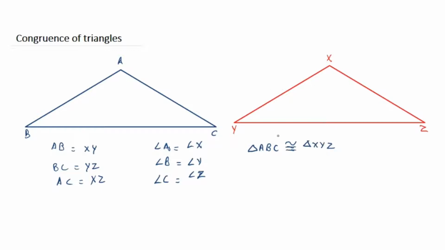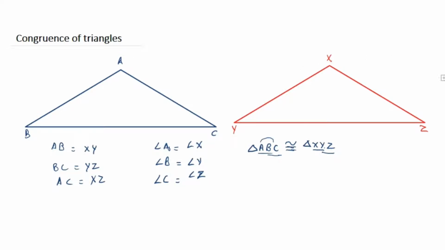Now here, it is very important to name the triangles right, so that whenever you see a corresponding side, so if you see AB and XY, we come to know from the naming of the triangle that AB is the corresponding side to XY in both the triangles. Similarly, BC and YZ should be corresponding sides, and AC and XZ should be corresponding sides. Similarly, angle A corresponds to angle X, angle B corresponds to angle Y, and angle C corresponds to angle Z.